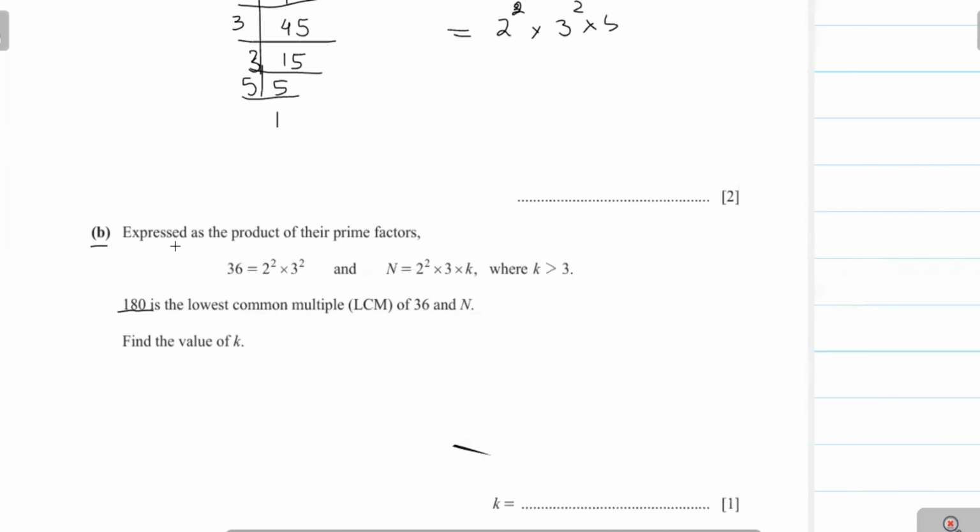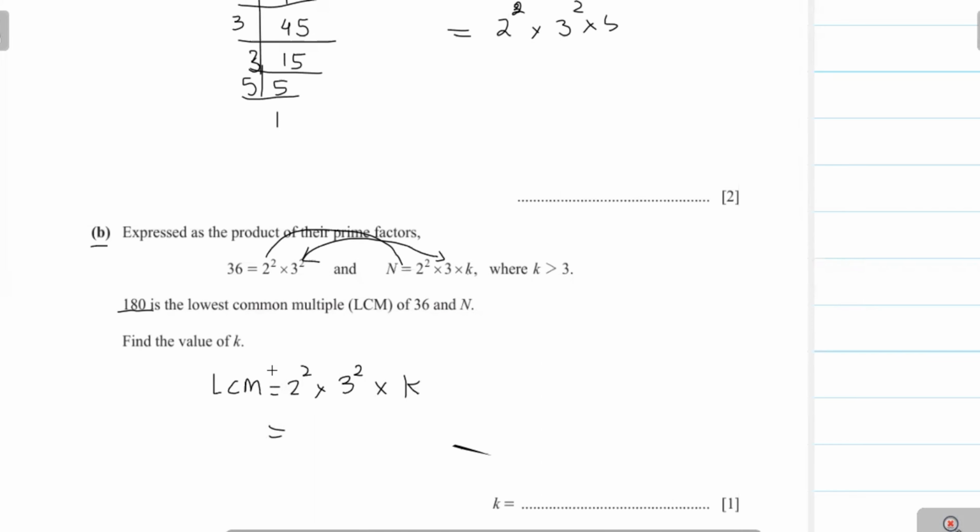Next, part B: as the product of their prime factors, 36 and n. 180 is the lowest common multiple of 36 and n. Find the value of k. Firstly, we will take the LCM of 36 and n. In the LCM of 36 and n, we will take the common and n common. You see here 2 power 2 is common, and 3 power 2 and 3 power 1. The common and n common value is 3 power 2. We will take the highest power value. Next, k is taken as a common.